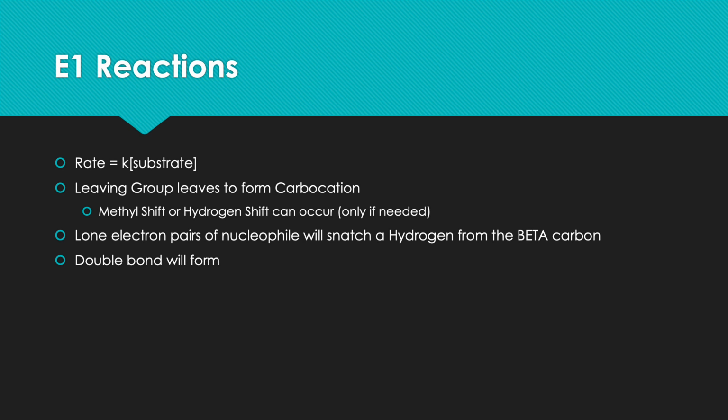The steps of an E1 reaction are as follows. The leaving group will leave to form the carbocation, and during this time, a methyl shift or a hydrogen shift can occur, but only if needed, to move the positive charge to a more stable carbocation location. Lone electron pairs of the nucleophile will snatch a hydrogen from the beta carbon, not the alpha carbon, and you'll see that later on. And after that happens, a double bond will form with the leftover electrons after the hydrogen is taken.